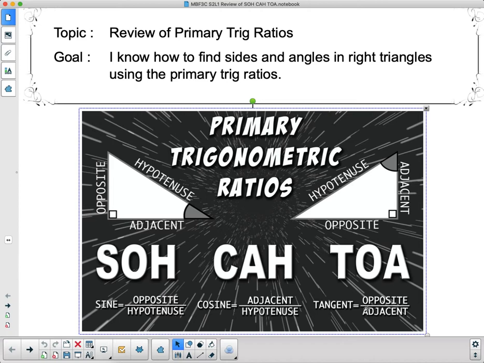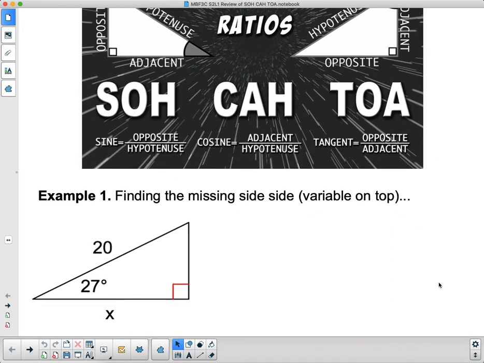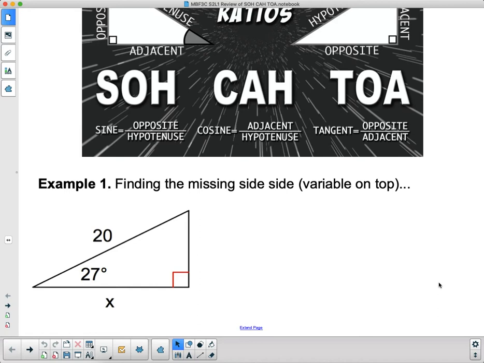So we're just going to go through a couple of examples to find the missing sides and find the missing angles. So here's an example for finding the missing side, and this is an example where when we set up the ratio we're going to get a variable on top of our ratio. So let's take a look.